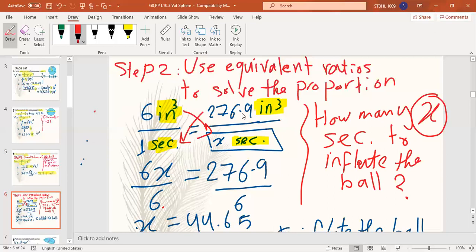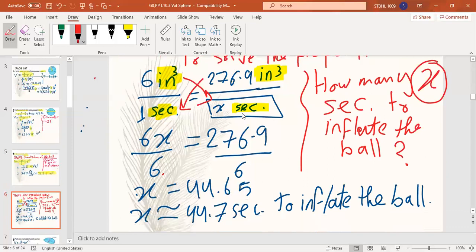So I'll consider the number of seconds needed to inflate the ball X, and I'll apply cross multiplication. So 6 inches times X, it will be 6X, and multiply 276.9 times 1, and 6x equals 276.9. I want to isolate the x, so we will divide both sides by 6. So x equals 44.65, and I need to round to the nearest tenth.